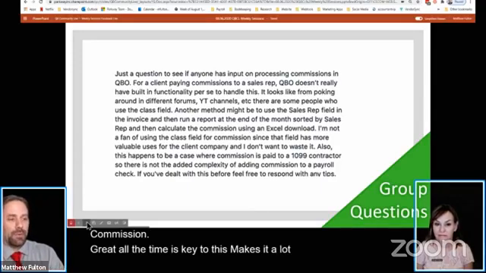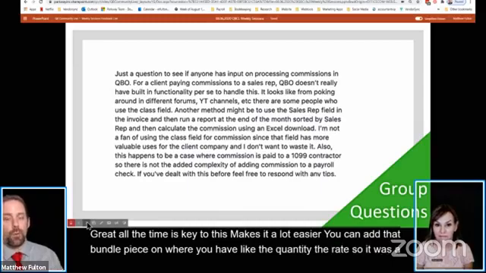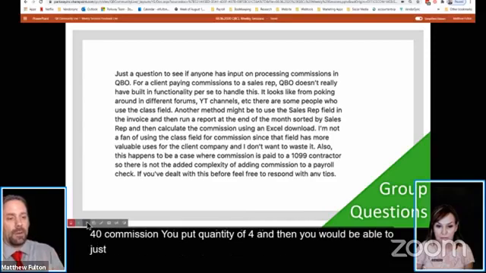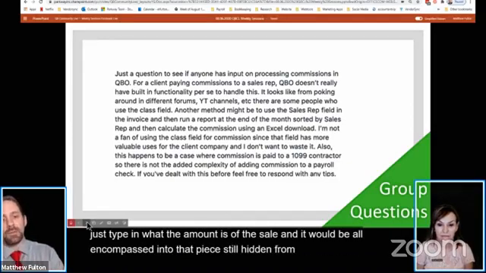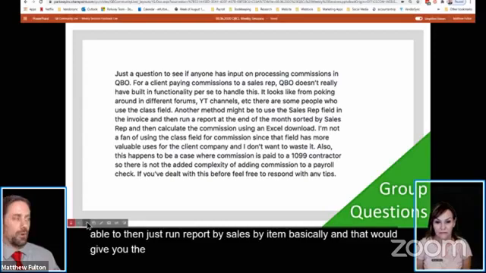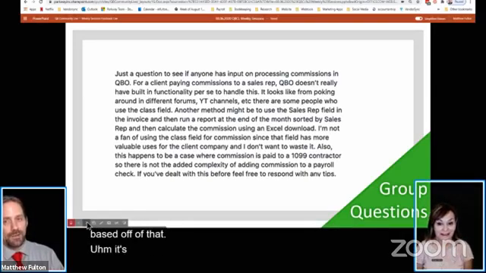You can add that bundle piece on where you have the quantity and the rate. So if it was a 40% commission, you'd put a quantity of 0.4, and then you would be able to just type in the amount of the sale, and it would all be encompassed into that piece, still hidden from a customer. And you'd be able to then just run reports by sales by item, basically. That would give you the total amount of the commission owed. It's kind of a tricky setup. That might make a good video. Didn't you use custom fields too, and advanced, for something like that?